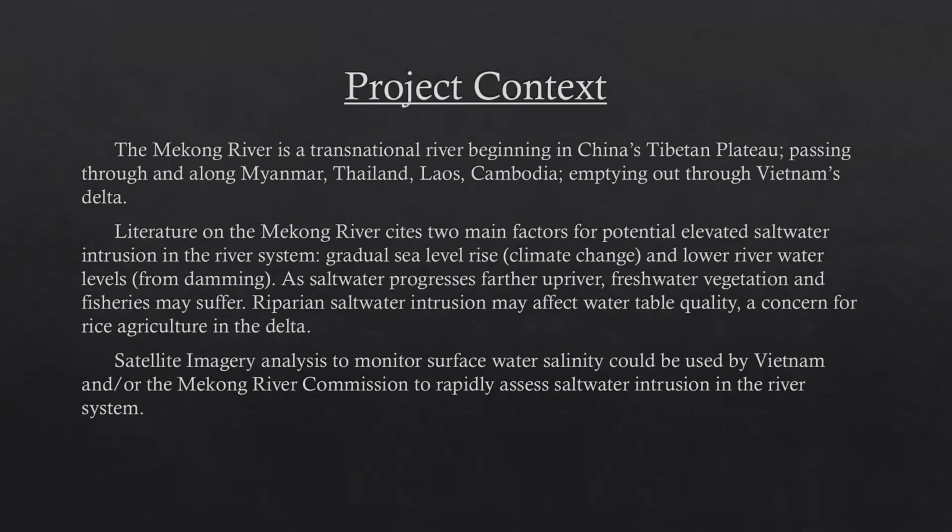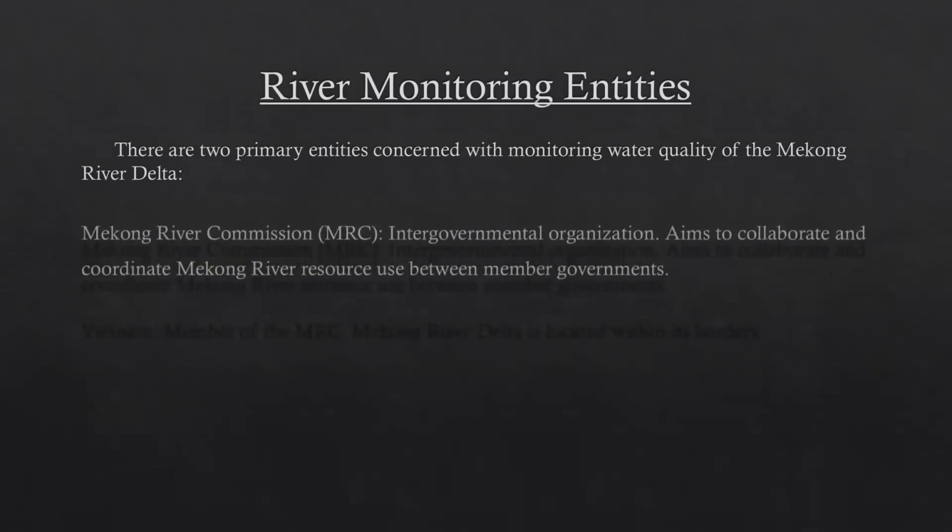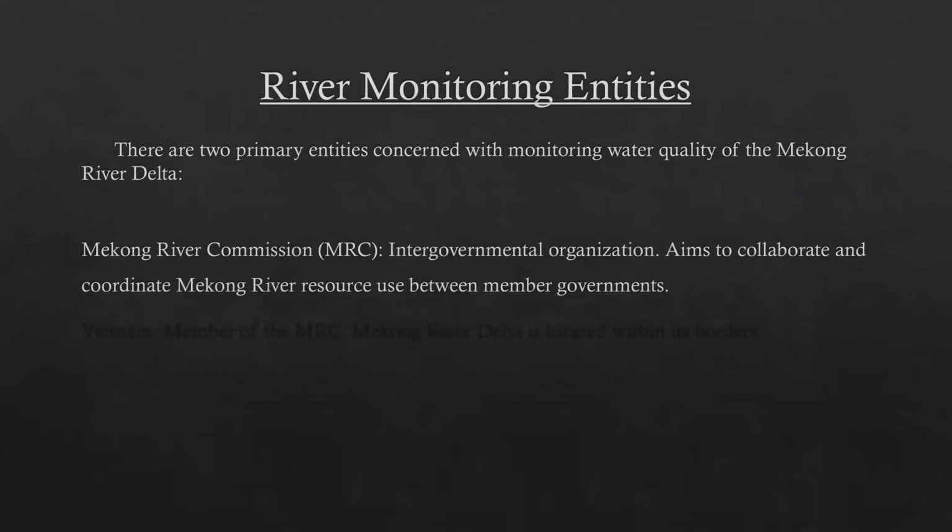So I want to look at using satellite imagery analysis to monitor surface water salinity in the riparian system there. So touching on the two main monitoring entities, they are the Mekong River Commission, or the MRC.